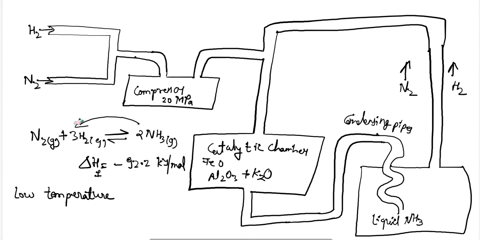Therefore, we will keep the temperature of the whole reaction very low. Also, high pressure will be maintained here in order to keep the reaction in the forward direction only. We will also use a catalyst in order to increase the rate of reaction and the amount of ammonia produced.